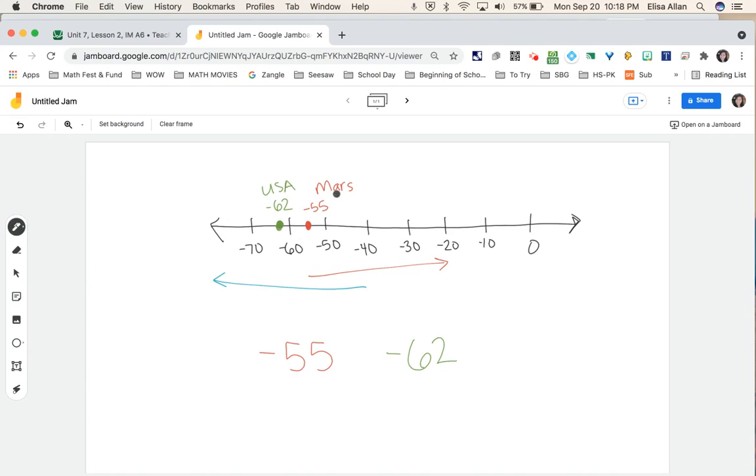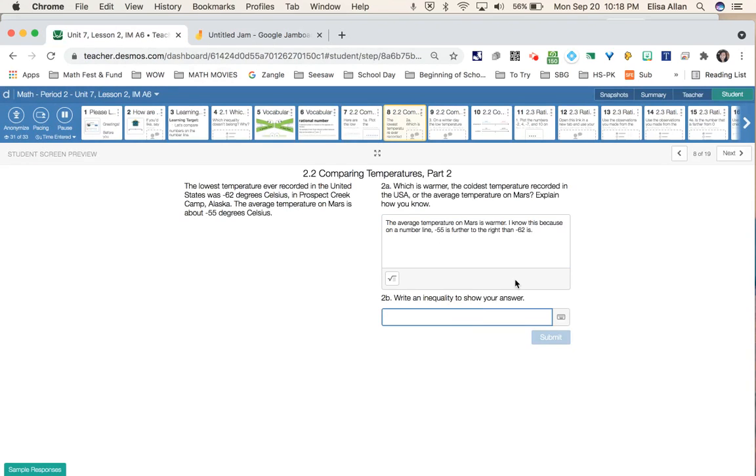We said that this number is warmer, and so we know this is greater, so my symbol should open up where the 2 points are further apart or a greater distance away. You'll notice since this is our smaller number, it gets closer and closer until we get to a smaller point at the very end here. So here, negative 55 is greater than negative 62. And so I can type that in. Negative 55 is greater than negative 62.